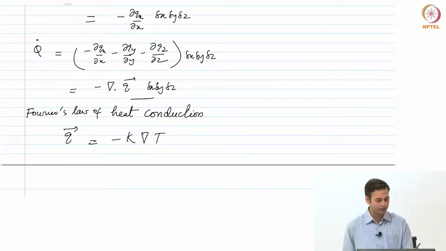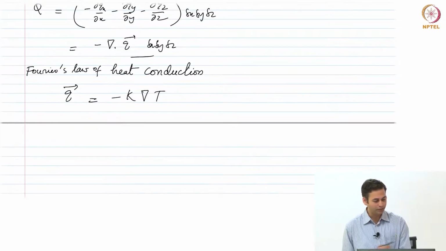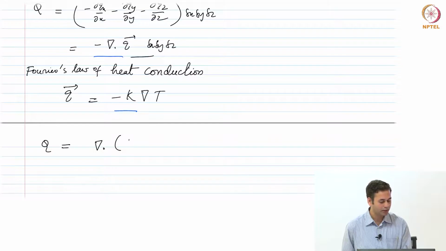Now, we can plug this back into the above equation that we have. There is a minus here in this equation, and there is a minus here. If I substitute for q bar as minus k grad T, we are going to get del dot k grad T, right. This is the heat added to the fluid particle, okay.